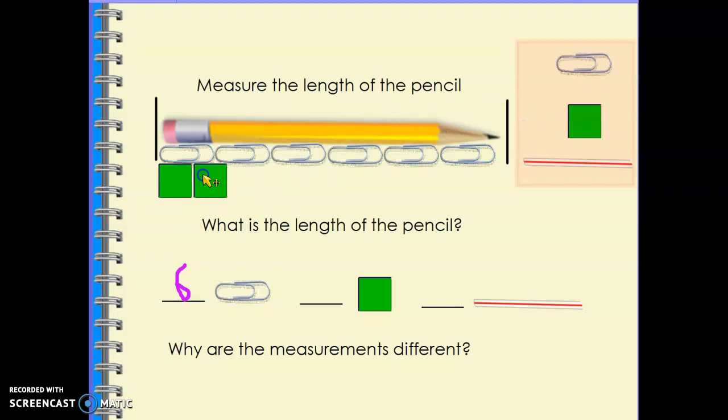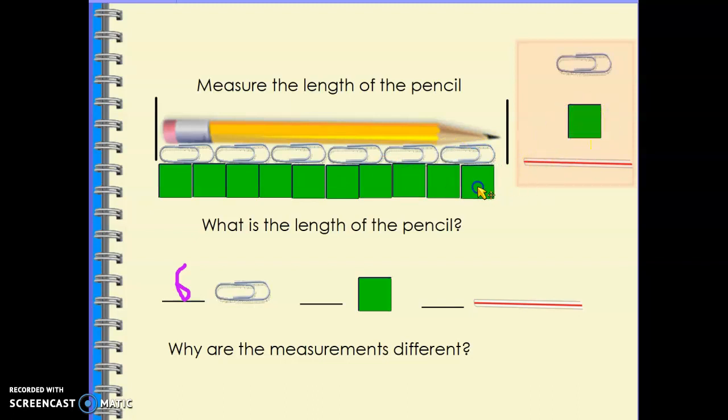1, 2, 3, 4, 5, 6, 7. I'm trying my best to not have any gaps. 8, 9, 10. So we're going to say that it is about 10 squares.